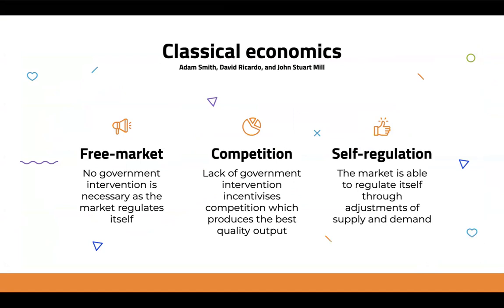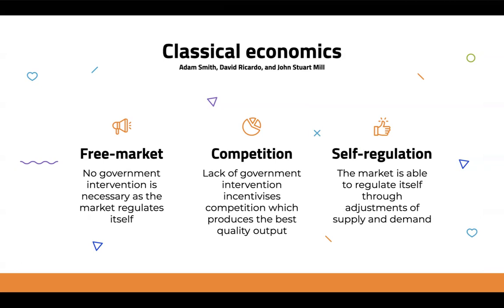There are three main things that classical economics introduces. Firstly, they argue that there is a need for an absolutely free market. That means absolutely no government intervention, no taxes, no subsidies, no tariffs, nothing. Classical economics says that the market will regulate itself through adjustments of supply and demand. For example, if demand rises, the price is going to rise as well, leading to lower demand in the end, and it's also going to lead to higher supply, thus regulating the market.